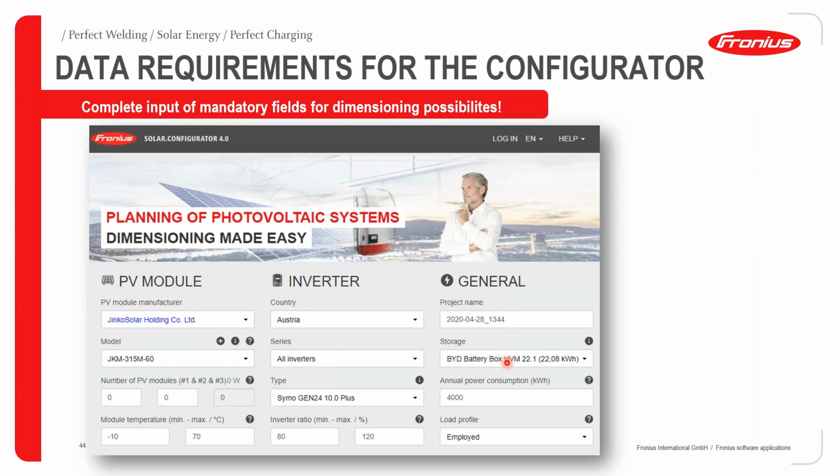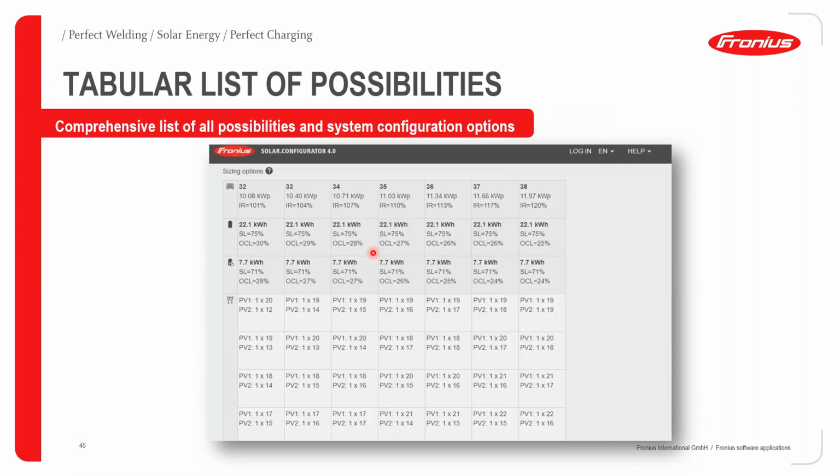Storage here: if you're using a Gen 24 Plus, which is battery connectable, you can now make a selection of the BYD HVM or HVS battery you want to use, input your annual power consumption, and then of course select your load profile. So once this is done and all data is input correctly, you are going to get something like this. It gives you a comprehensive list of all possibilities and the system configuration options. For those who are new to this, it might appear a bit confusing or complex, but I assure you it's nothing of that nature.